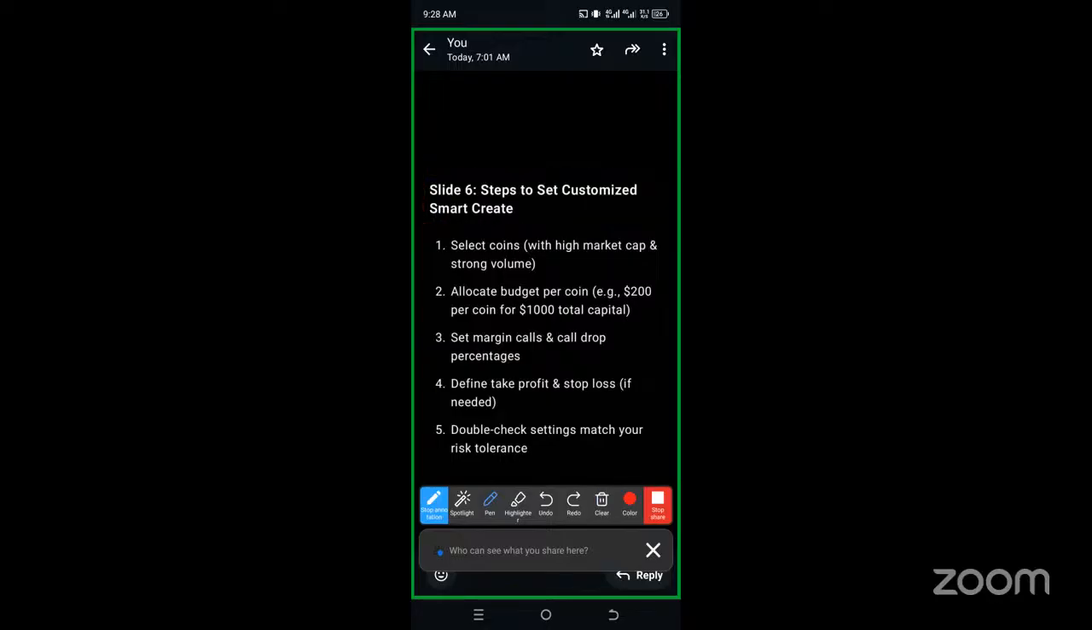But now we are going through the steps of setting customized Smart Create. Number one, select coins with high market cap and strong volume. You select. There are some people who recruited others and now they say, to start trading, you go to the period changes and you see the coin which is most negative and you choose it. They take you there, you choose the most negative coin, you set, and immediately after an hour, you see it in negative 200.